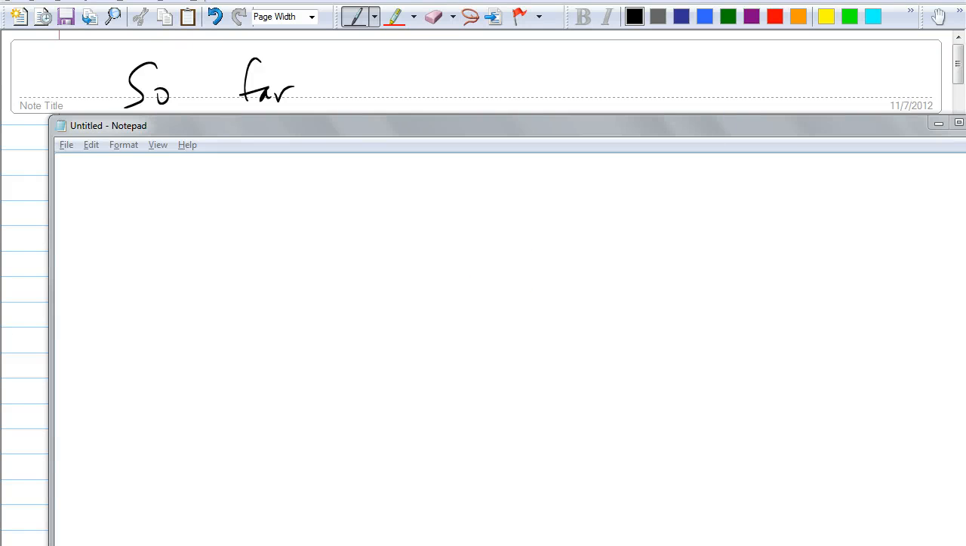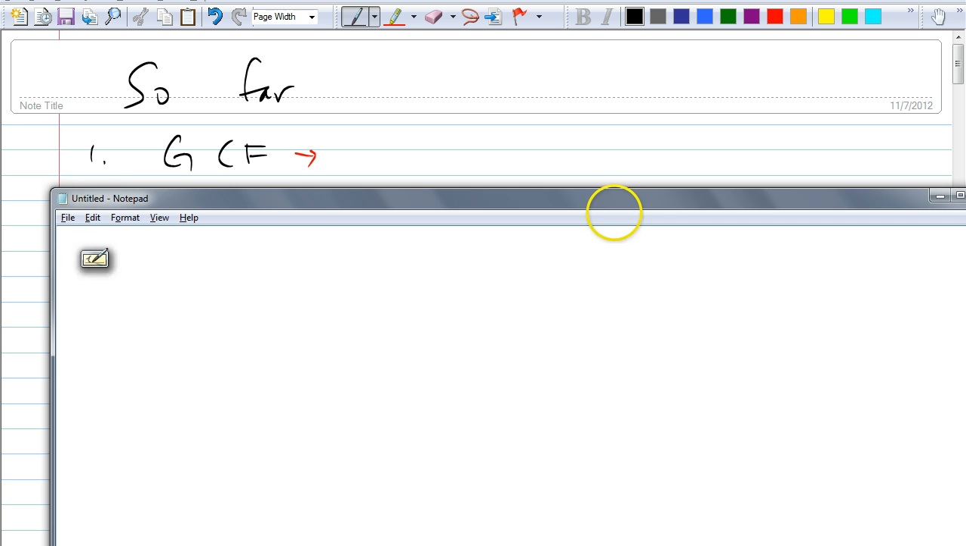So far, let's review a little bit. We have learned two methods of factoring polynomials. What was the first one that you have to always do before you do anything? Lynette? Thank you. We have to factor out the GCF first, right? Before you do anything. Every time I give you a factoring problem, this is what you have to do first. This is one of the easiest ways.